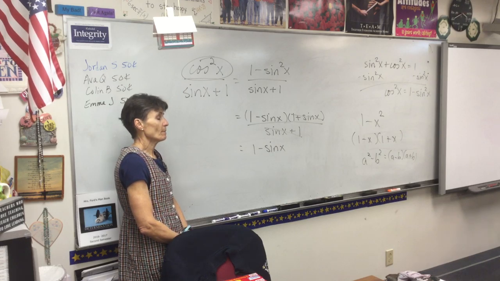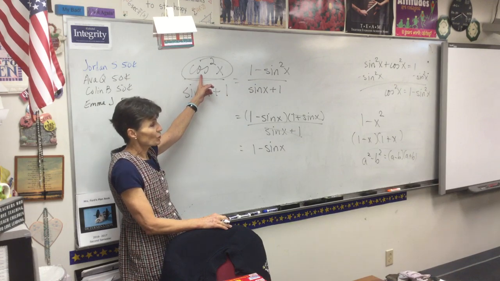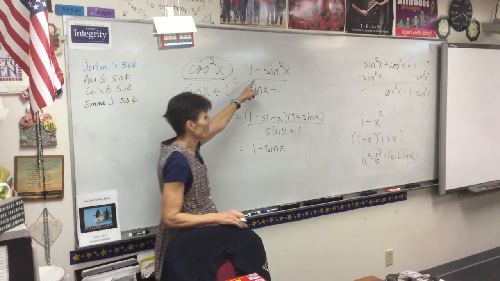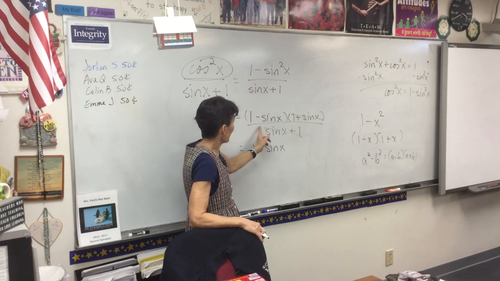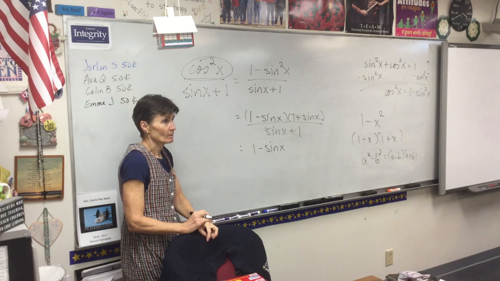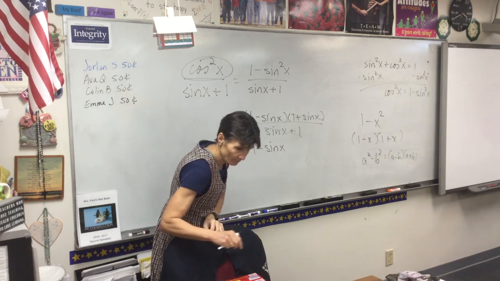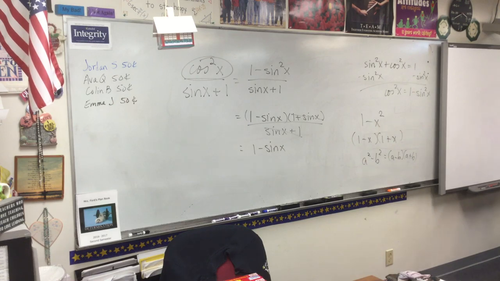Very good, Mr. Schleybecker, for making that observation. First thing he did was change cosine squared into 1 minus sine squared. And then he factored that and canceled, and we are done. Very nicely done. All right, let's look at the next one.